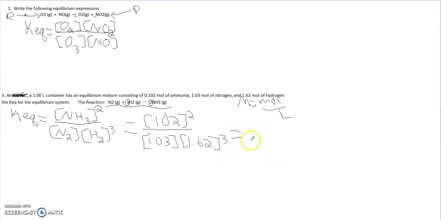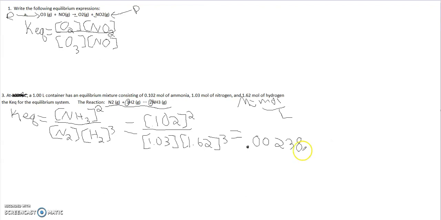But when all is said and done, you should end up, and if this is a miscalculation, please somebody feel free to correct me in the comments. I will post a video correcting it in the future. But I got 0.00238 for my KEQ, for my equilibrium constant. Now, you could have written this as 2.38 times 10 to the negative 3. You could have written 0.0024.